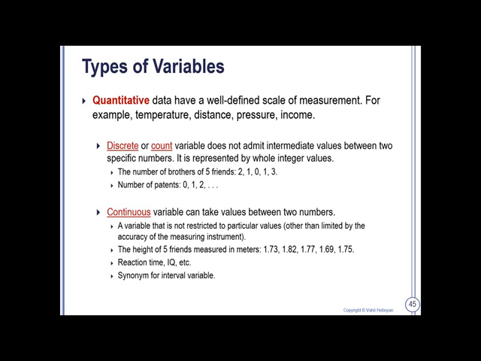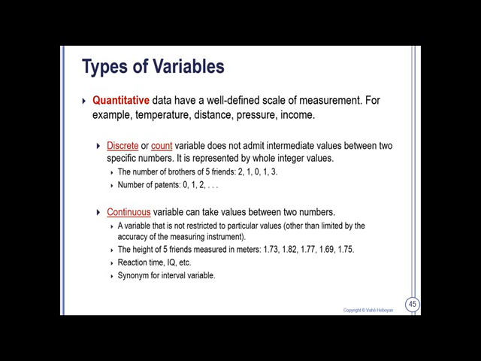Quantitative data have a well-defined scale of measurement. For example, temperature is measured by Fahrenheit or Celsius. Distance is measured by a mile, kilometer, and so on. The pressure has its own unit of measurement. Income can be measured as, let's say, dollars per week, or how many euros we earn per year, and so on. As you can see, each one of them has its own specific, well-defined scale of measurement, right?